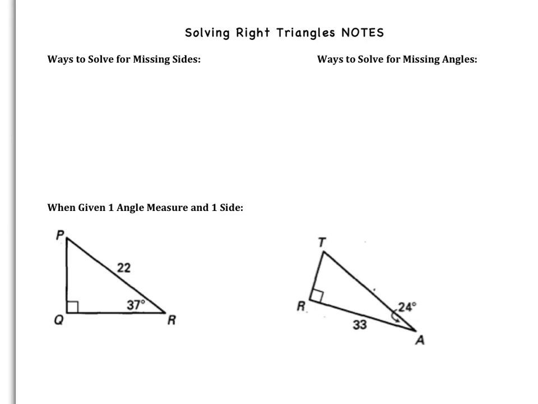So the first thing that we should talk about is, what does it mean to solve a right triangle? All that means is to find all angles and sides. So you're going to be given a triangle, you're going to be given some information about that triangle, and then you're going to find all the angles and all the sides. So 3 angles, 3 sides.